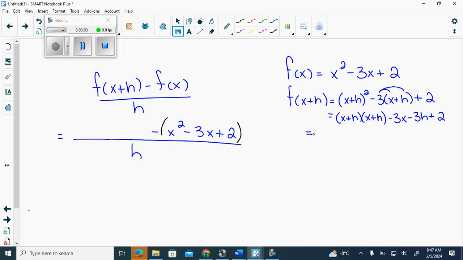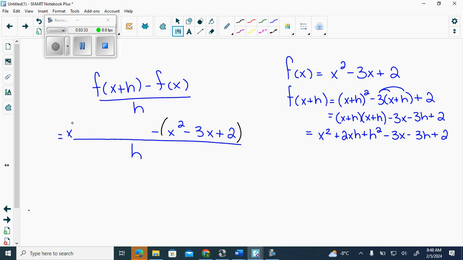If there was a number in front of this, like 2x squared, I would leave the 2 sit out front, and I'd still FOIL the x plus h first, then put the 2 in. So I'm going to get x squared plus xh plus xh, which is 2xh, plus h squared minus 3x minus 3h plus 2. Are there any terms that are like terms? No. So it's as good as it gets, so I can put it in here.